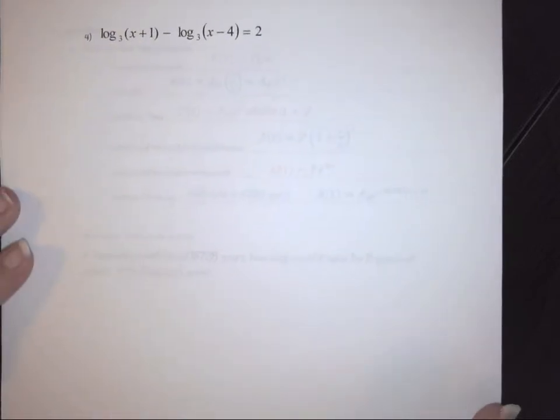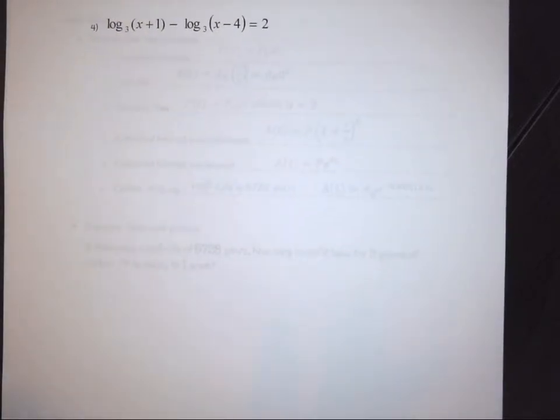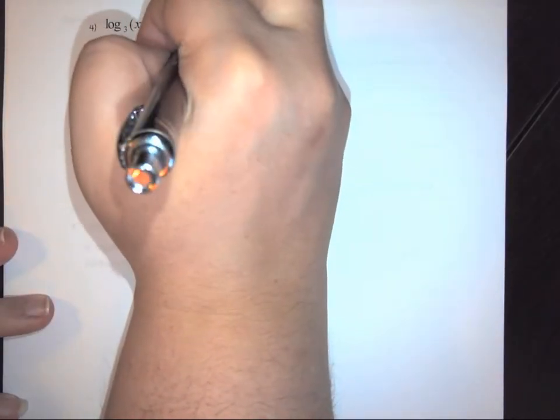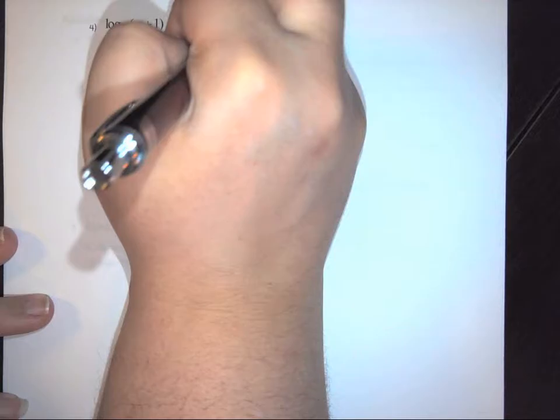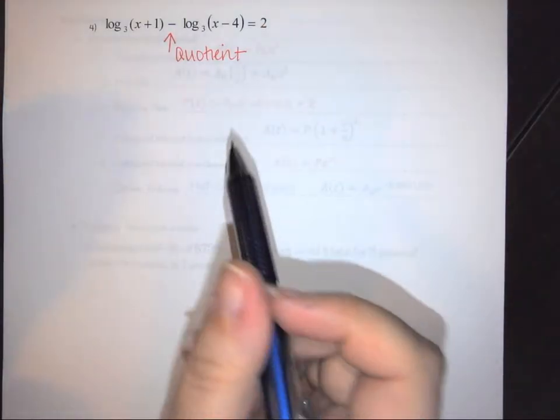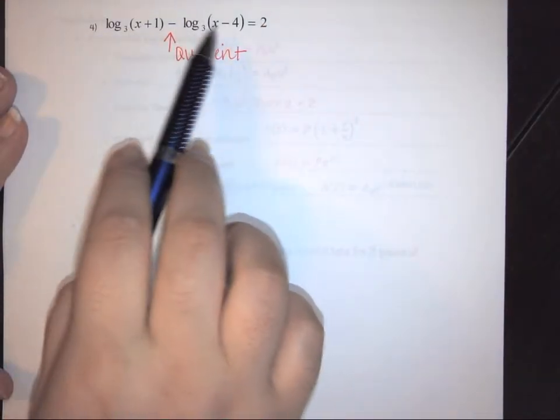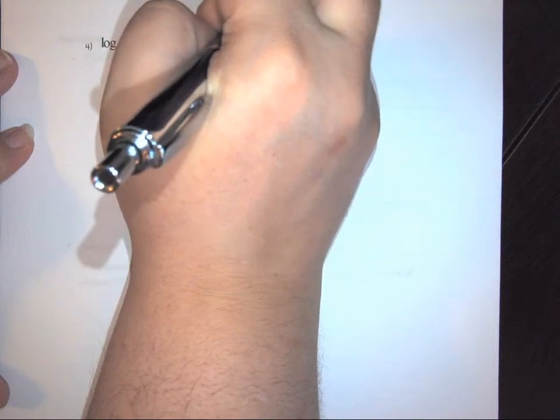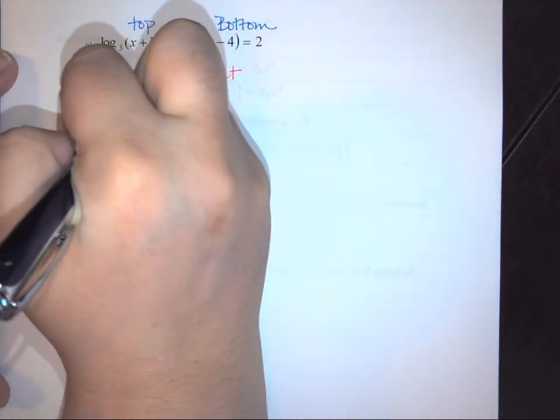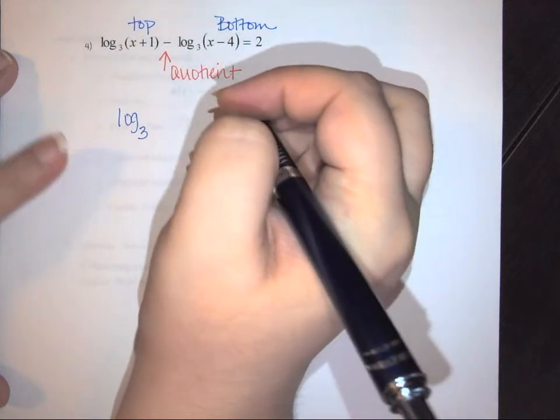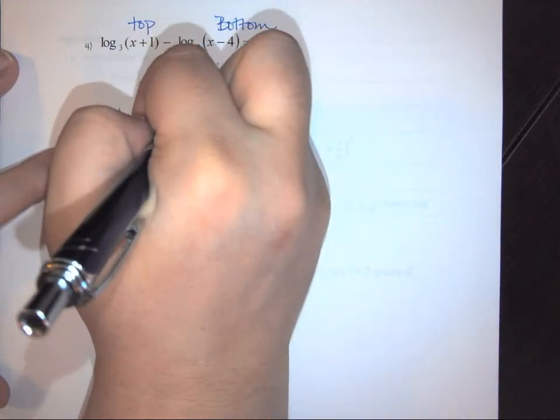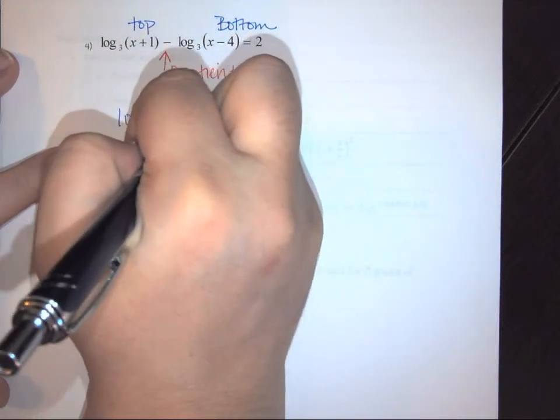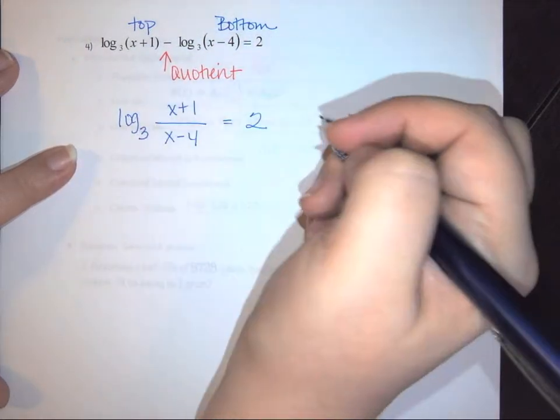Now let's look at one that's got a little bit more to it. So here what I have to notice right off the bat is that I have the quotient rule. So the quotient rule says first is the top, second is the bottom. So here this one's going to go on top, this one's going to go on bottom. And this means I can rewrite it as the log base 3 of x plus 1 over x minus 4, and the whole thing equals 2.